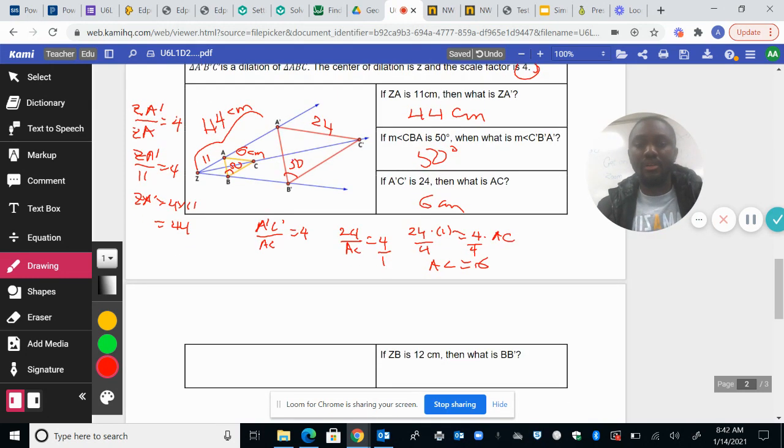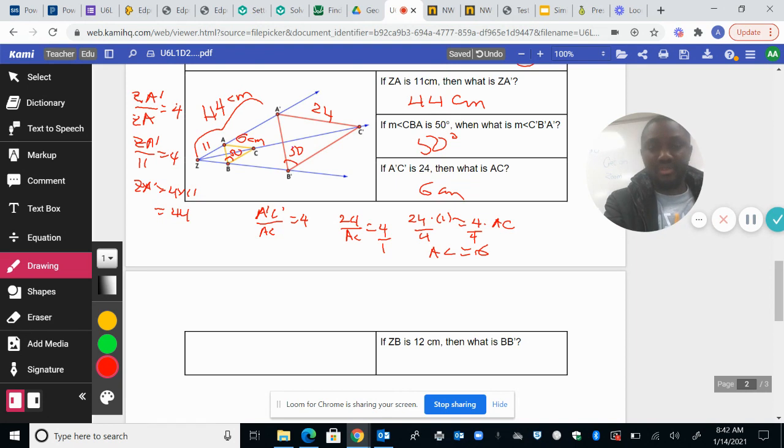Okay. So our last problem for today, then we call it a day. But make sure you also watch the video once again and also do the homework on Google Form. Okay. So the last part, which is this problem, says if ZB is 12, it means this part from the center of dilation to the pre-image is 12. Then what should be the distance from point B on the pre-image to point B prime on the image?